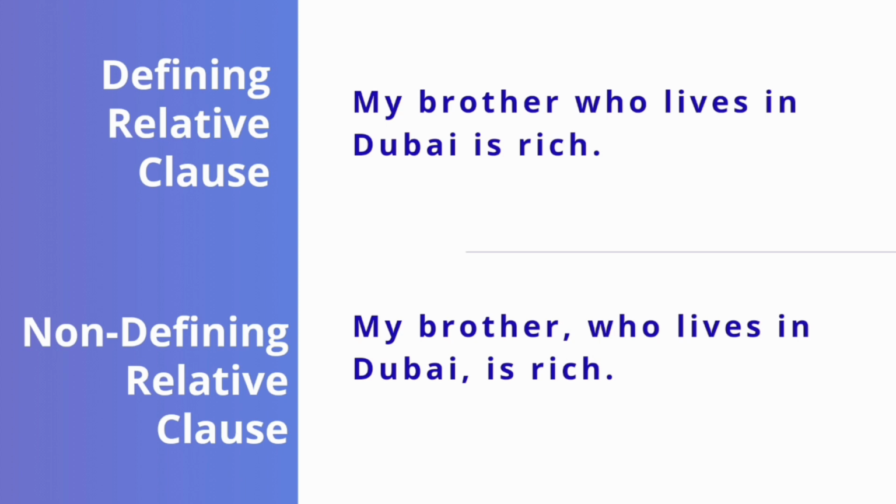See the next sentence. My brother, who lives in Dubai, is rich. This is non-defining. You can notice the use of commas here. This sentence means I have only one brother. He is rich. He is in Dubai. With these examples discussed, I hope you have got to know the differences.